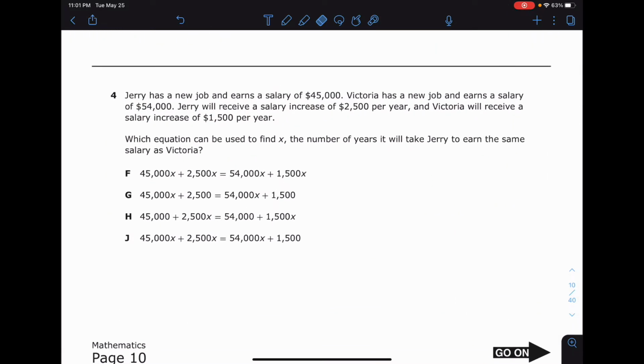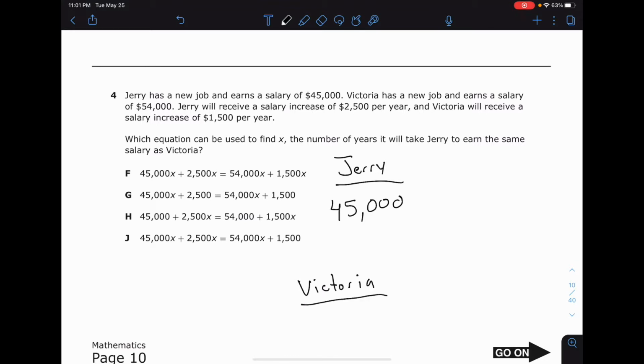It says Jerry has a new job and earns a salary of $45,000. So Jerry earns $45,000. Él agarra 45,000. Victoria has a new job and earns 54,000.